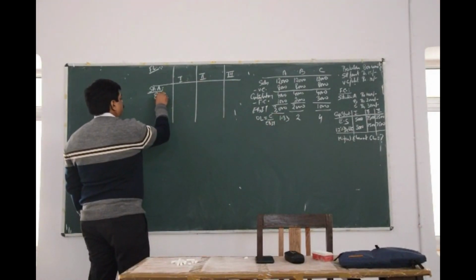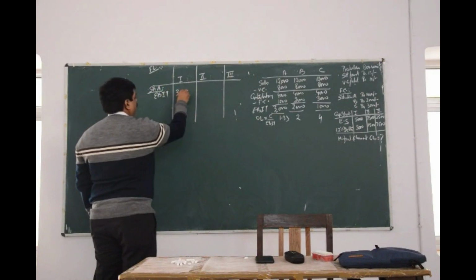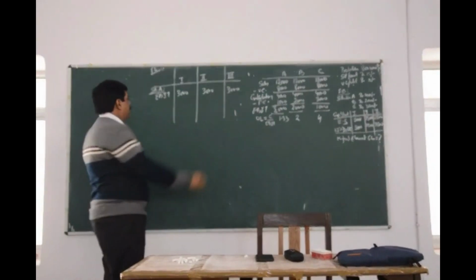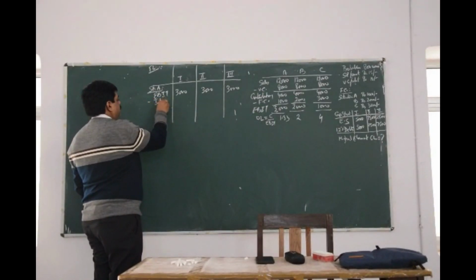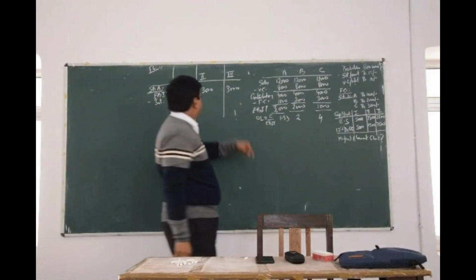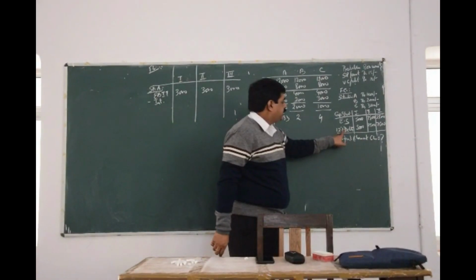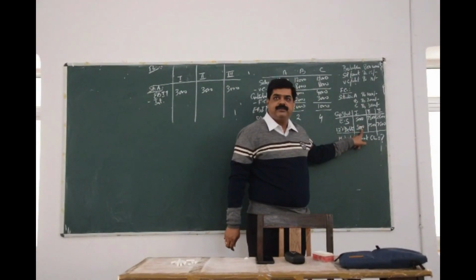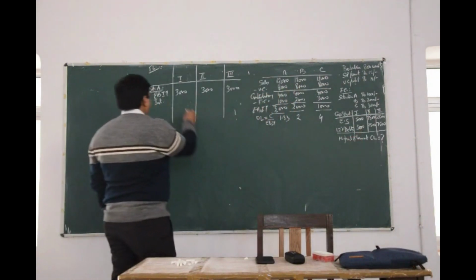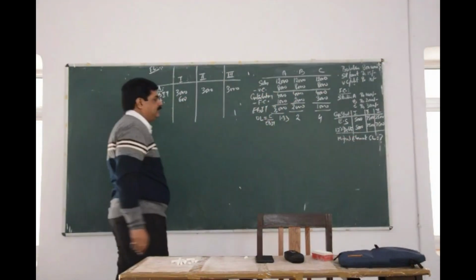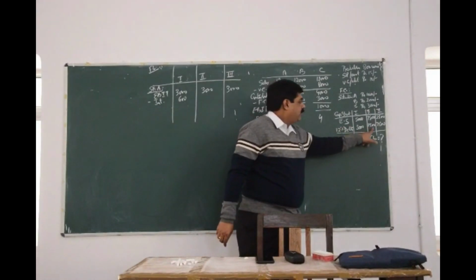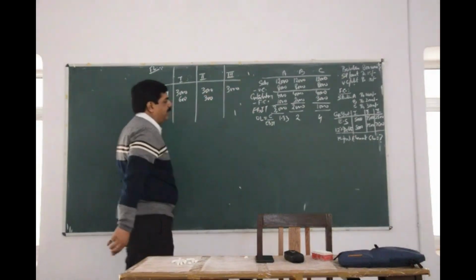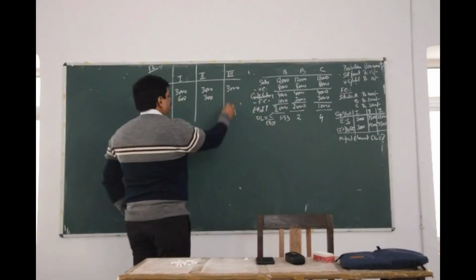So EBIT 3,000, 3,000 and 3,000 minus interest. In plan 1, interest is 12% of 5,000. How much? 600. So 600 interest will be there in first plan. 12% of 2,500 will be half, 300. And 12% of this, that will be 900.